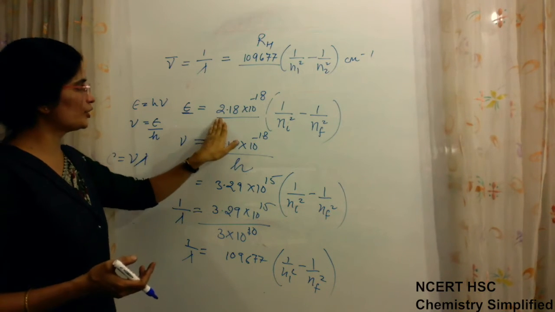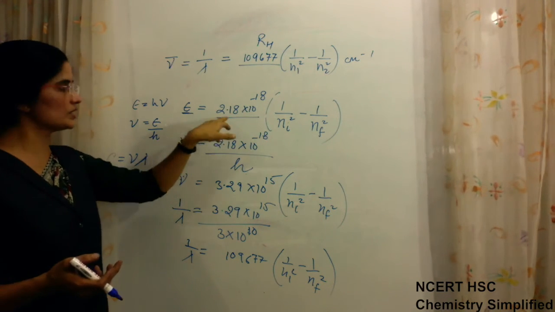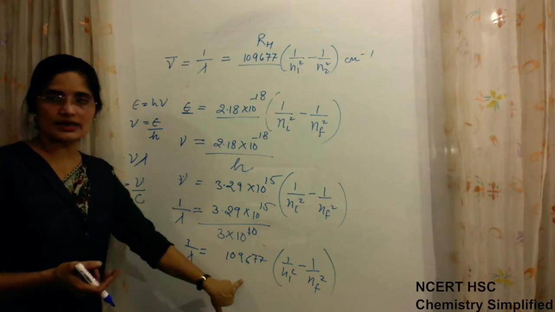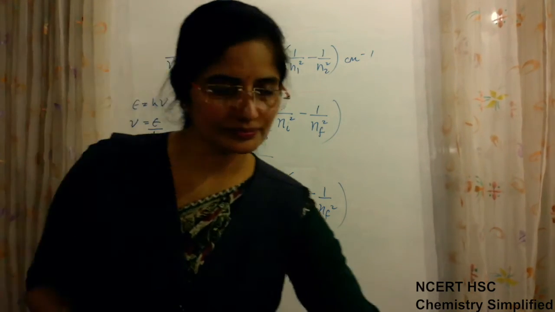According to the requirement of the numerical question, we can use either this formula or this formula, but we will have to take care to put in the right values. If we are using E, use this RH value. If we are finding 1 by lambda, use this RH value. Clear?